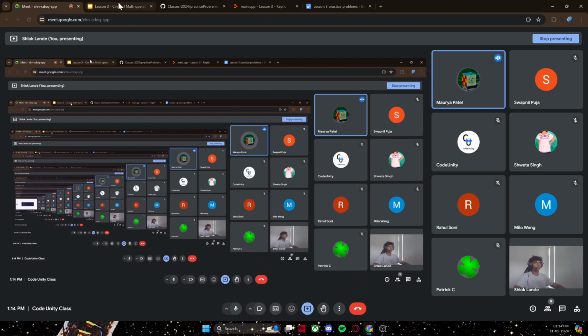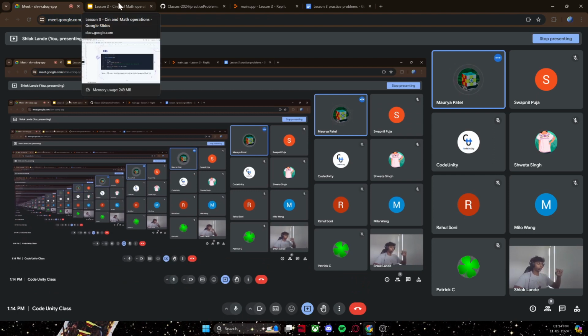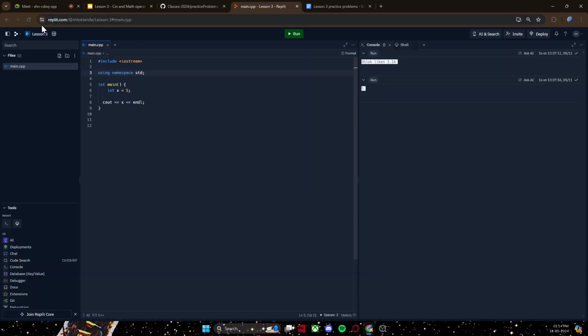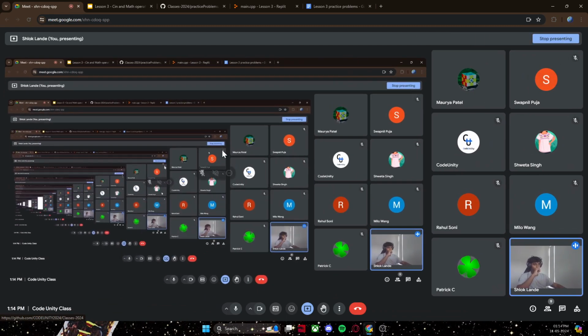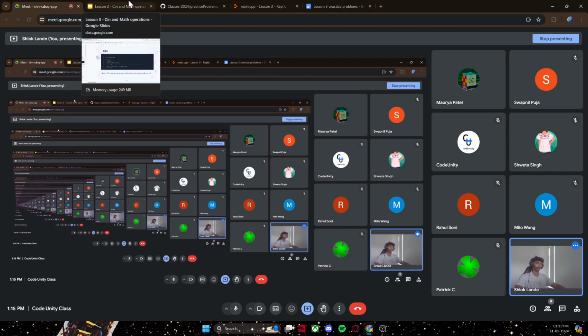So where do you write the code? Okay, so there's this website called Replit. I'm pretty sure Patrick has sent the link in chat. So just click on that link, and you might have to make an account, and then it'll ask you to select a template. So you select C++, and then just create a new Repl, and then you can start coding there. It should be pretty simple. Just tell me if you have any questions.